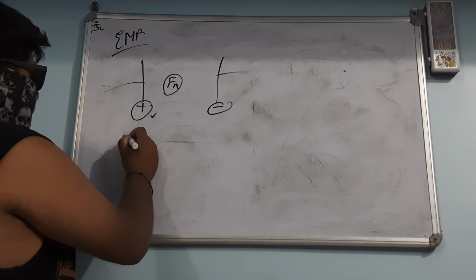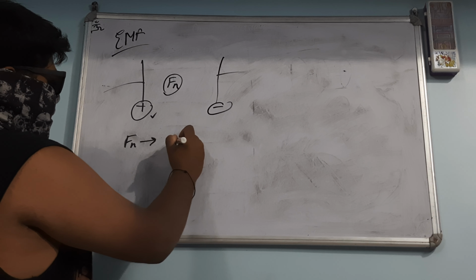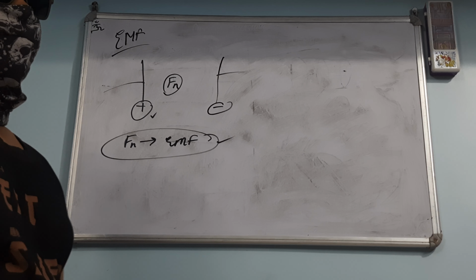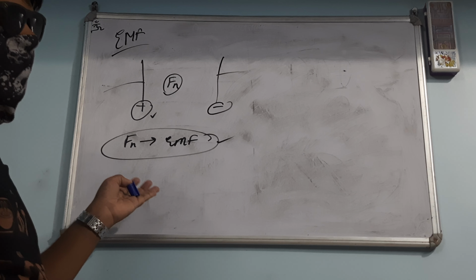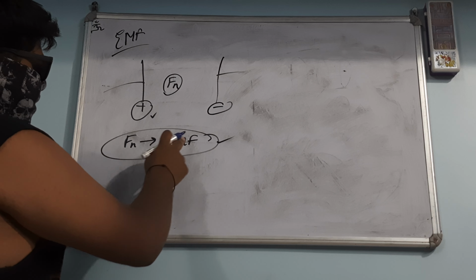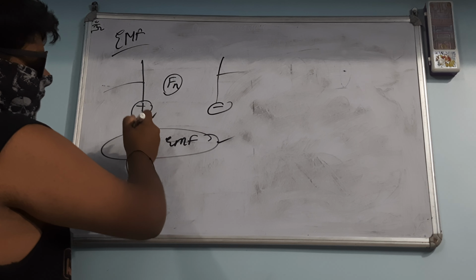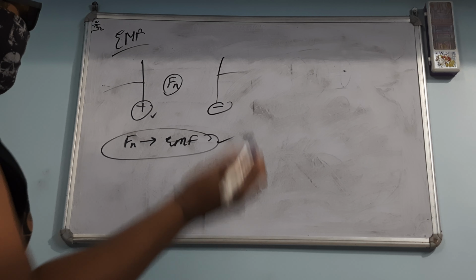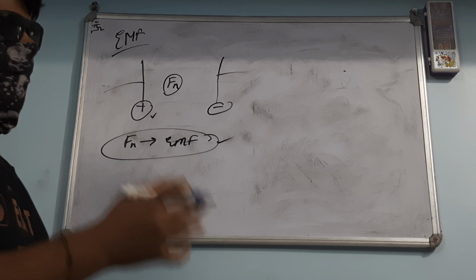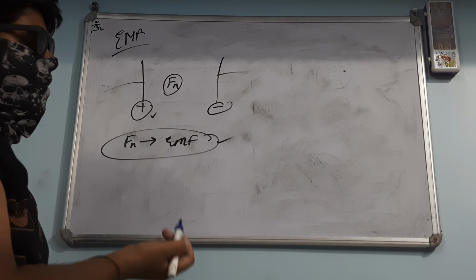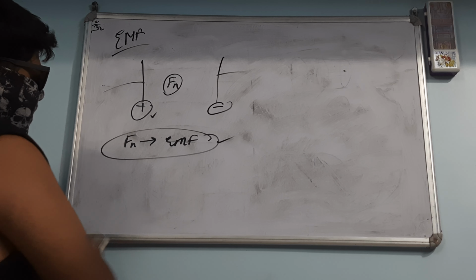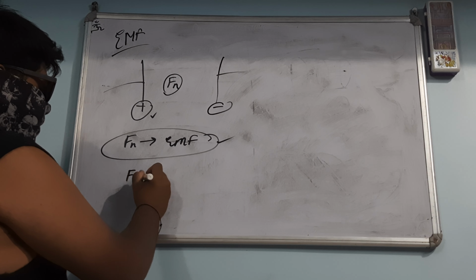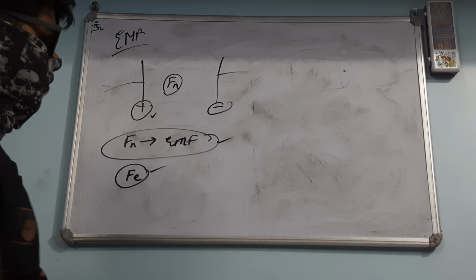Fn, electromotive force. Due to the electromotive force, all the positive charge gets accumulated here and negative charge there. When the charges stop and an electric field has begun, the charges will experience a force, an electric force, that is represented by Fe, electric force.